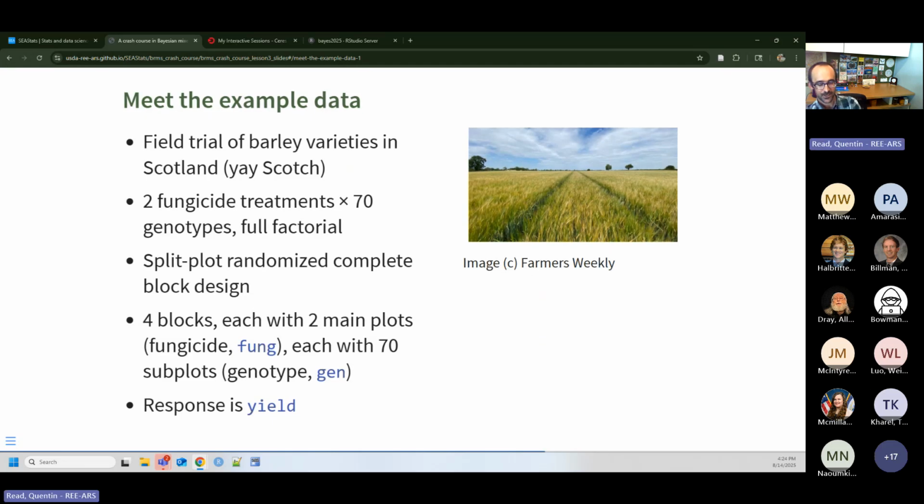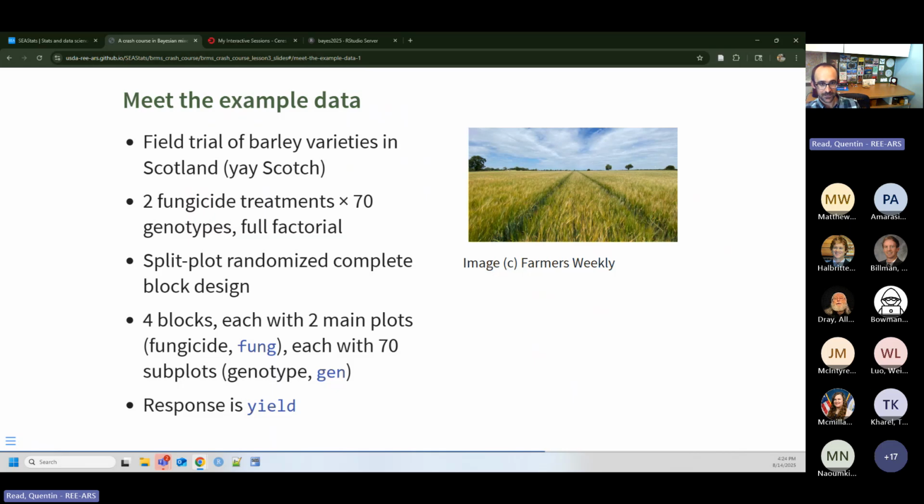If you're a Scotch drinker, this is a good example data set for you because it is a field trial of barley varieties used to produce whiskey in Scotland. It's a classic agronomic study where we've got several dozen genotypes, and we wanted to look at whether yield differs between the genotypes, and also it was a study testing the effect of 2 different fungicides, whether that affected yield. So we have a full factorial with 2 fungicides by 70 genotypes.